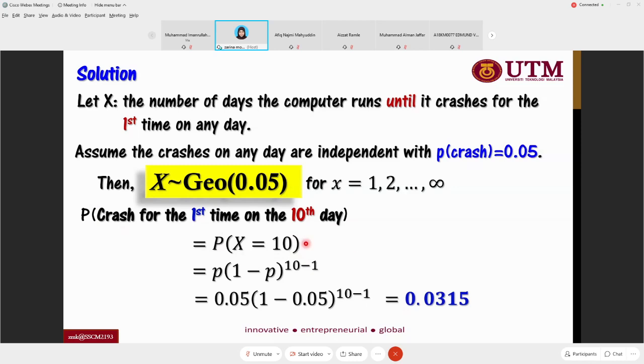But above all, you need to define your variable first, identify the suitable distribution, identify the information given, write down the distribution for possible values of x, and then rewrite the question into a mathematical expression like this, and then make use of the appropriate function and get the answer. That should be the steps in answering any probability question related to a particular random variable.